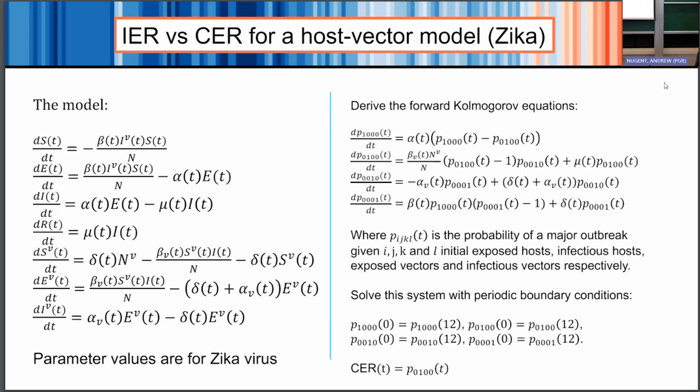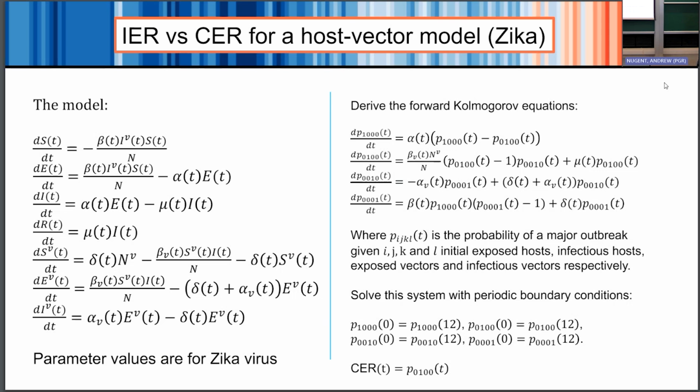So from this, you can derive something called the Kolmogorov equations, where if we denote P_IJKL at some time t as the probability that a major outbreak happens, given that you've got I initial exposed hosts, J initial infectious hosts, K initial exposed vectors, and L initial infectious vectors, you can derive these ODEs which describe how this P changes, and these are Kolmogorov equations. And these are very, very difficult to solve in general.